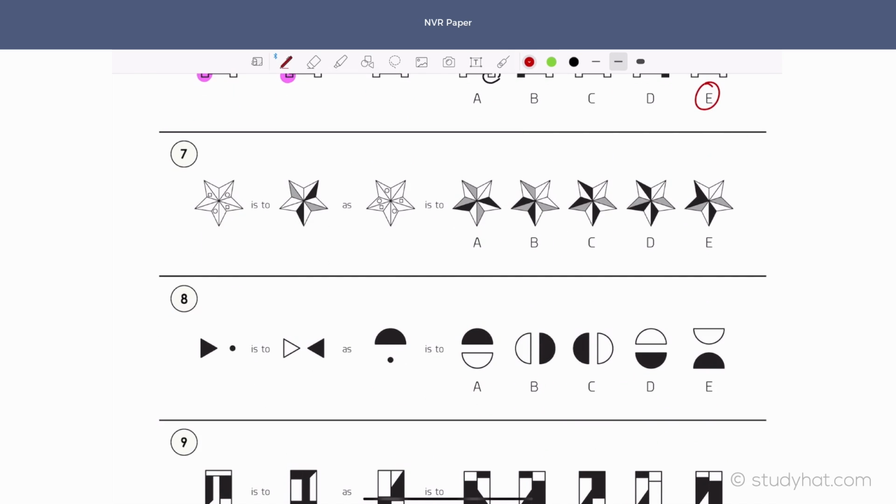Question 7. So again, same kind of approach. We see that these portions that have circles in them have become black. So that means these portions with circles must become black. So we can get rid of some options. This is wrong because this isn't black. This is wrong because this isn't black. This could be right, this could be right. This is wrong because it isn't black. So we're left with 2 options.